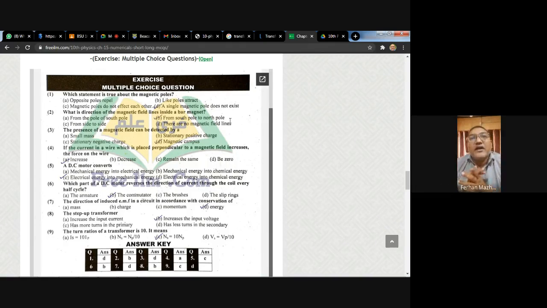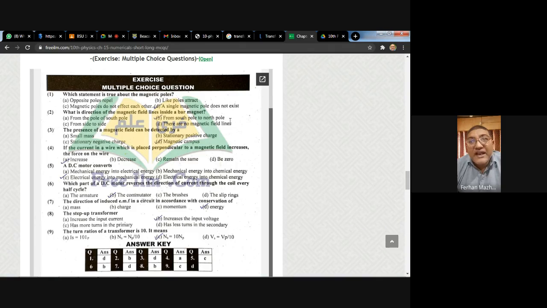So here we have the MCQs. The first MCQ is: which statement is true about the magnetic poles? Opposite poles repel, like poles attract. Magnetic poles do not affect each other. A single magnetic pole does not exist. Opposite poles repel, that's wrong. Like poles attract, that is also wrong. Magnetic poles do not affect each other, they affect each other. That's the C option is also wrong.